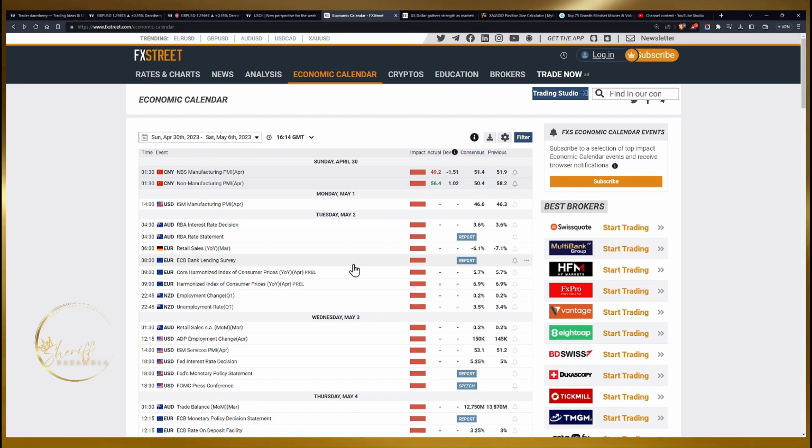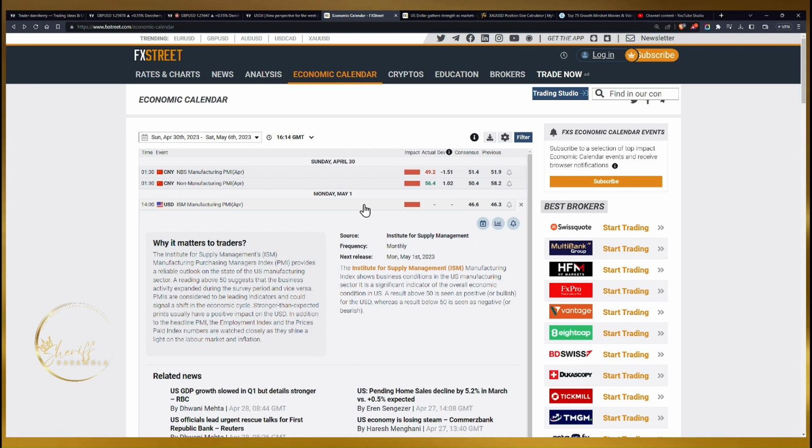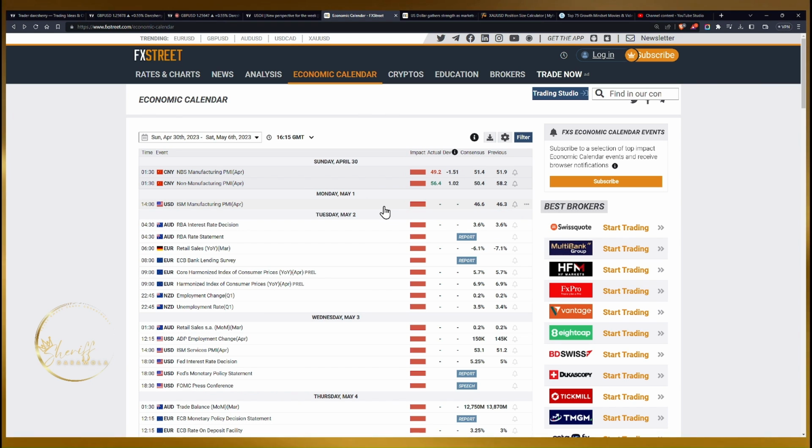From the look of things here, the first high impact event is coming up on Monday, that is May 1st rather, and this is the ISM manufacturing PMI, which is released by the Institute for Supply Management. This index shows the business condition in the US manufacturing sector. It's a significant indicator of the overall economic situation of the US. Anything above 50 is a positive sign for the dollar, and anything below 50 is on the negative side for the dollar.